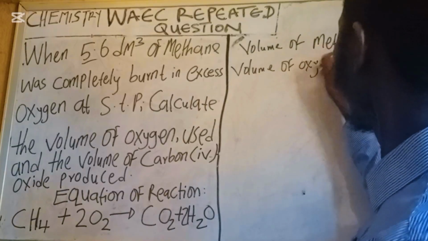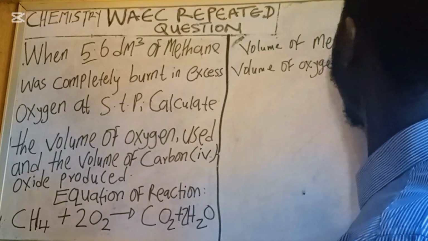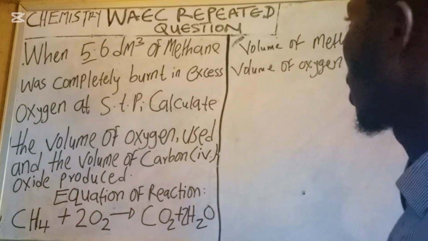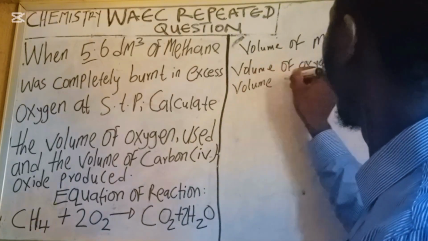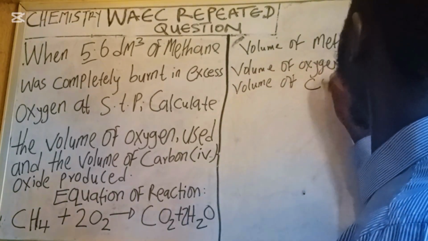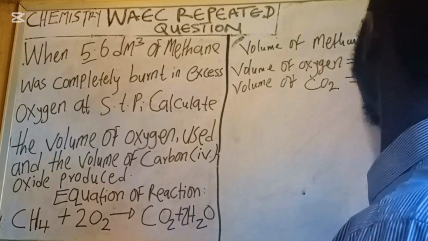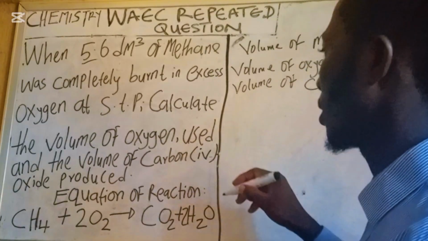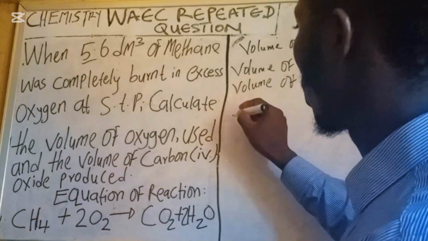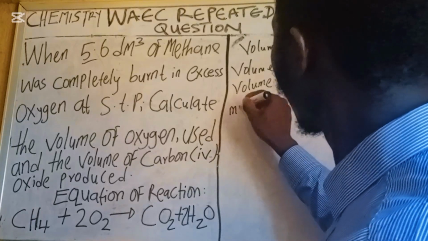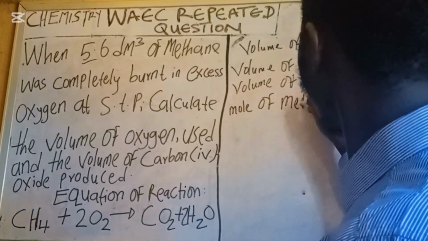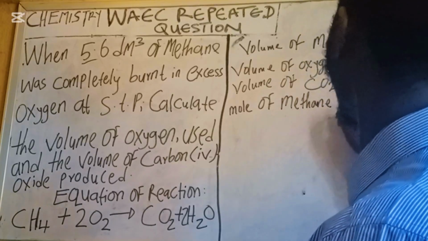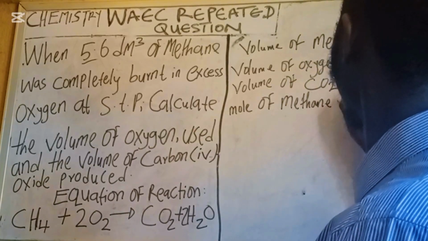So the next thing from our question, we have volume of oxygen. Oxygen is equal to question mark. Then the third one, volume of carbon dioxide is equal to question mark. The fourth data here is mole of methane. Mole of methane is equal to.